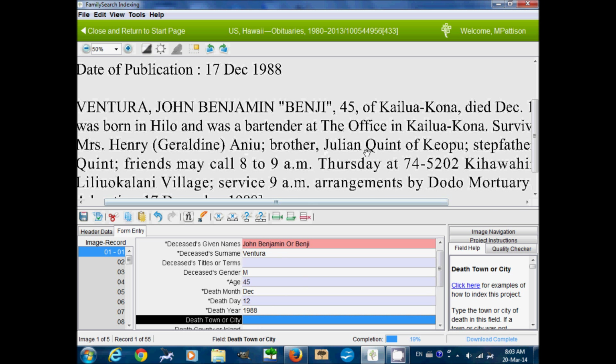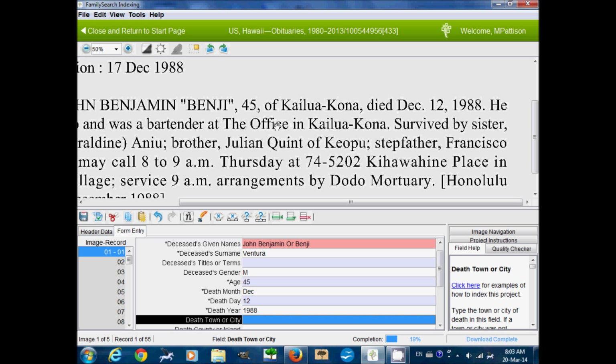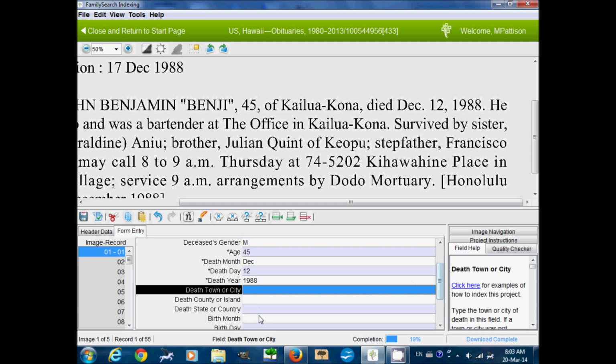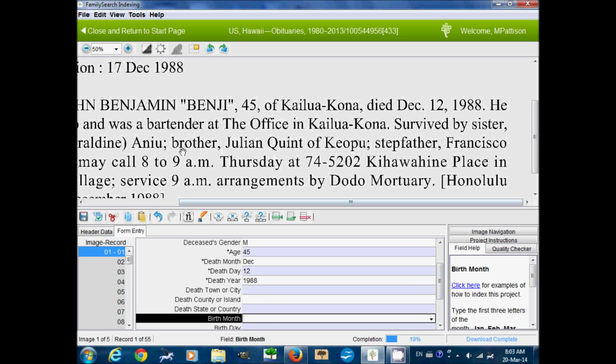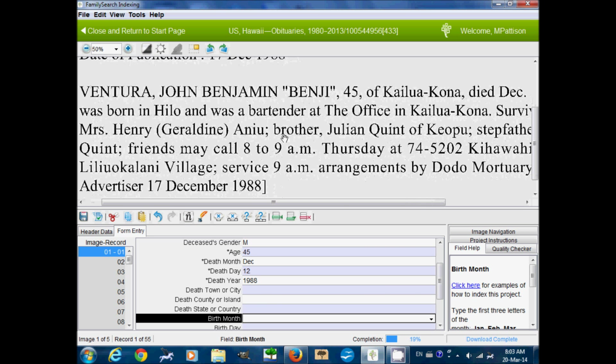Next, death, town, or city. And we notice here it says he was of Kailua Kona, but that just means that's where he lived. It doesn't tell us where he died. So we cannot assume that he died in the place where he lived. Maybe he was in a hospital in a larger city. We don't know. Maybe he was somewhere else entirely. So we have to leave that completely blank unless it actually says where the person died.